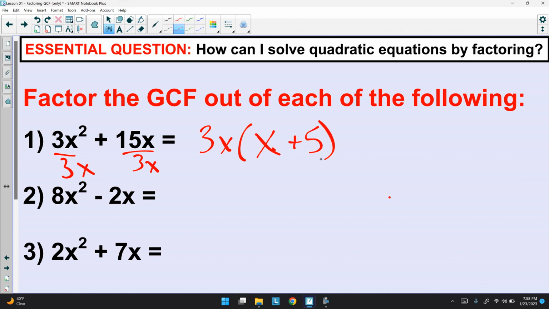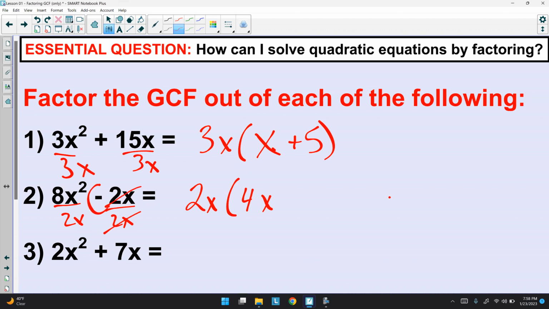This one would be 2x. So 8 divided by 2 is 4. Let me put 4 down with one singular x there, because x and x would be the square. And then anything divided by itself is just going to be 1. Don't forget the negative.